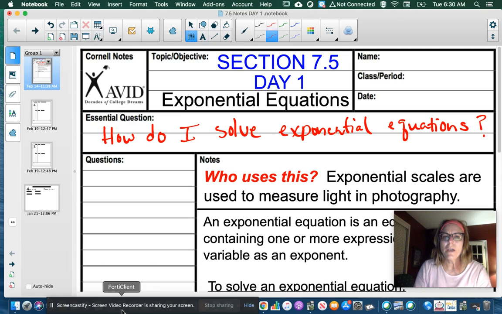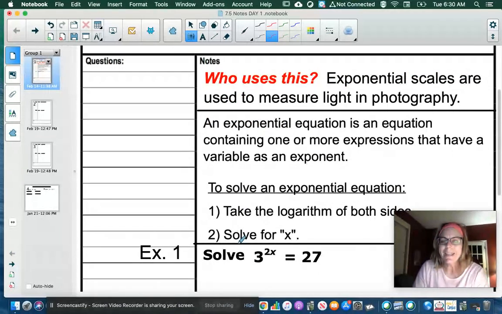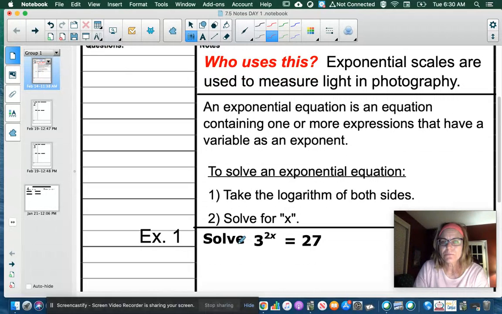Section 7.5, Day 1, Exponential Equations. Essential question, please write this down. How do I solve exponential equations? Who uses this? Exponential scales are used to measure light in photography.